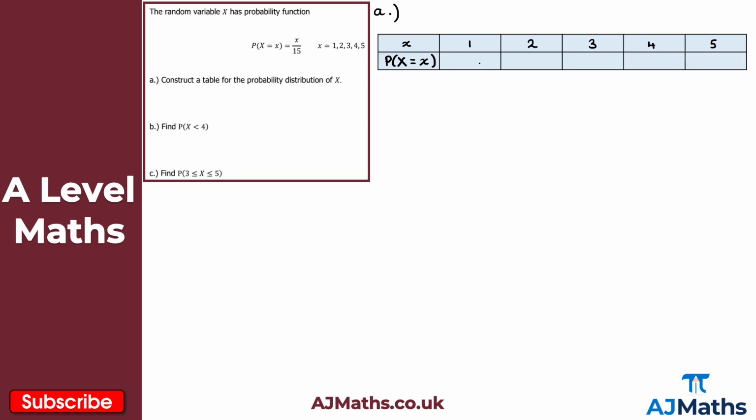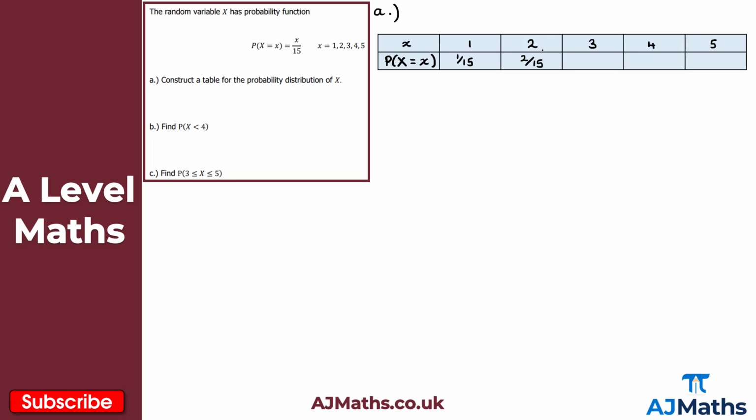So here, what we need to do now is find these probabilities here. So how do we do that? Well, all I do then is I substitute these values of x here into our probability function. When x is 1, we get 1 over 15. And obviously keep these in their exact form like this here as a fraction. Don't change these to decimals. Then when x is 2, we get 2 over 15.